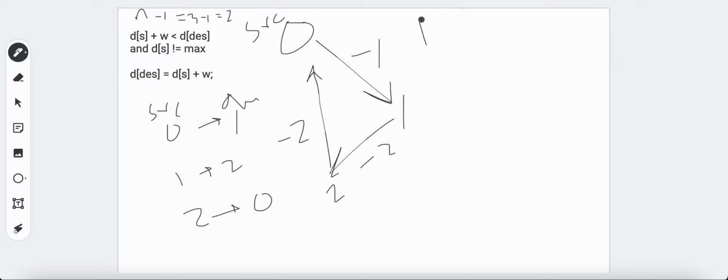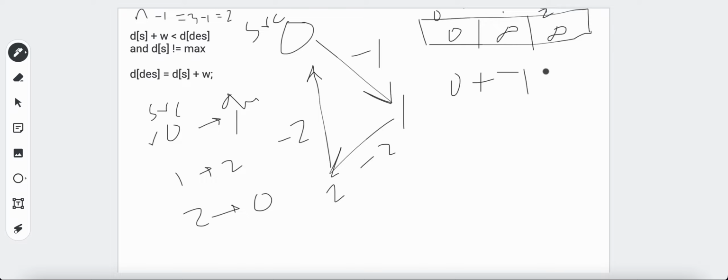So once again we are having this. Our source, we start from 0. Let's have that value as 0. Then we have 1 and we have 2. This is infinity and this is also infinity. So what's the step? Is d of s equal to max? No, it is not equal to max. Fine. What is distance of s? Distance of 0, we are starting from here. Distance of 0 is 0 plus what is the weight? It's minus 1. Minus 1 is less than infinity, sure. So we'll be updating this value to minus 1.